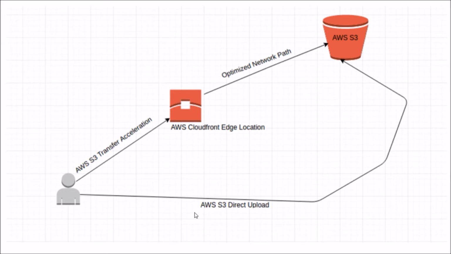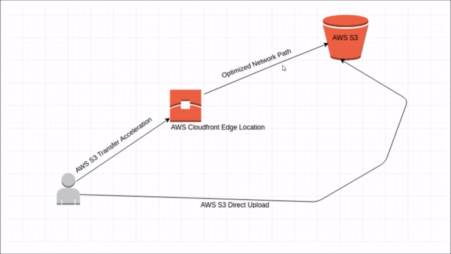With this diagram we can understand transfer acceleration in a better way. If a user wants to transfer a file to an S3 bucket and doesn't use transfer acceleration, this is the longer path that the file will take to reach the bucket. But with transfer acceleration, the files will first reach the edge location, and then with the optimized network path provided by Amazon, reach S3, which is very fast and secure.